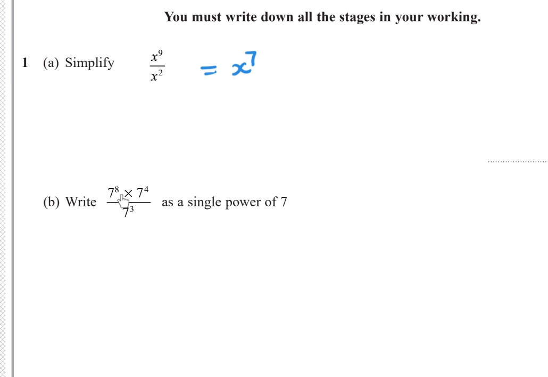B, write 7 power 8 times 7 power 4 divide 7 power 3 as a single power of 7. When we multiply, add the power, so 7 power 12 divide 7 power 3. When we divide, subtract the power, so 7 power 9.